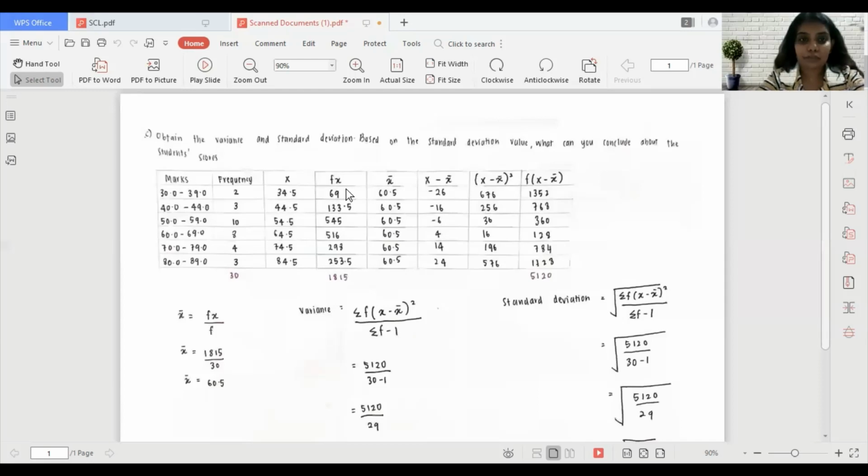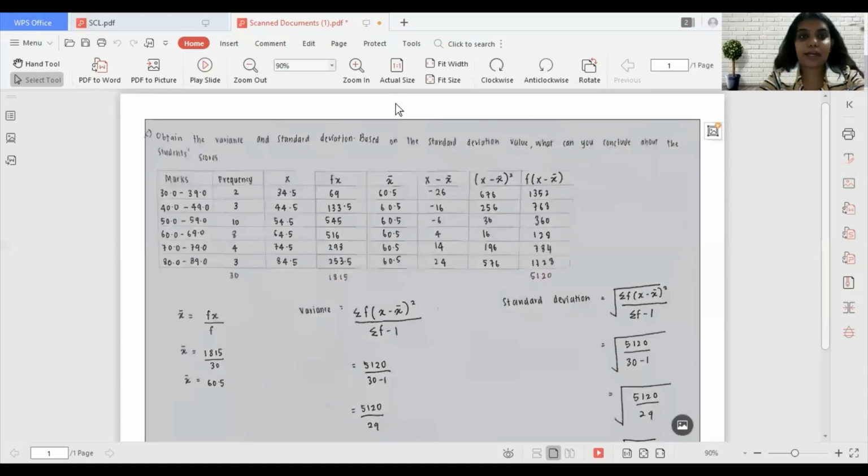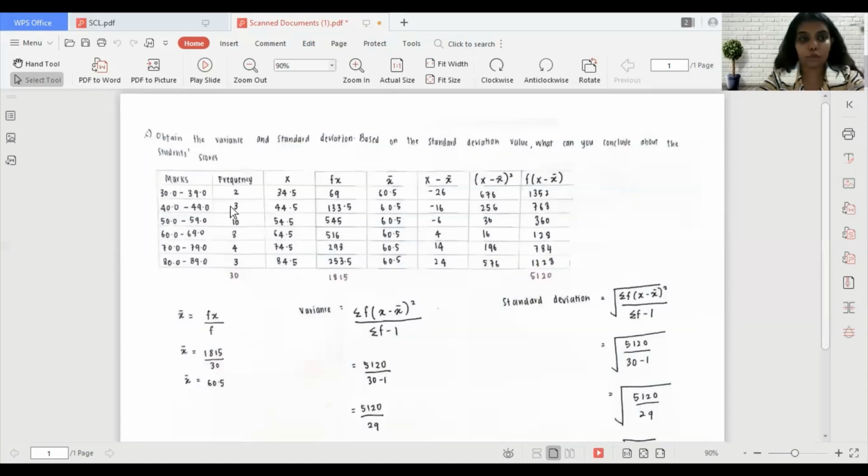To get the fx value, we have to multiply 34.5 with 2, and we will get 69. As for 44.5, we multiply by 3, 54.5 multiplied by 10, 64.5 multiplied by 8, 74.5 multiplied by 4, 84.5 multiplied by 3. We sum up these values and get 1815. After getting this value, we are required to find the mean.